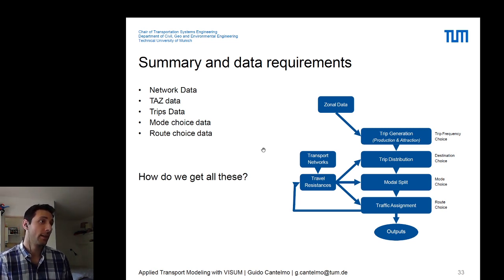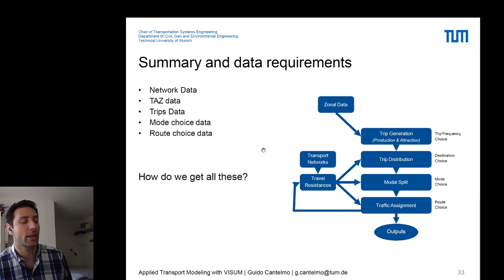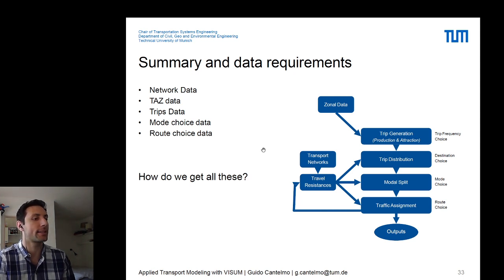Trip data, that's something we are going to show quite quickly in the next 15 minutes. We need also to have some information about the trip, mode choice data and route choice data. Once again, we need to have some data also about this, or if we do not have the data, we cannot really be sure of the outputs of our model.